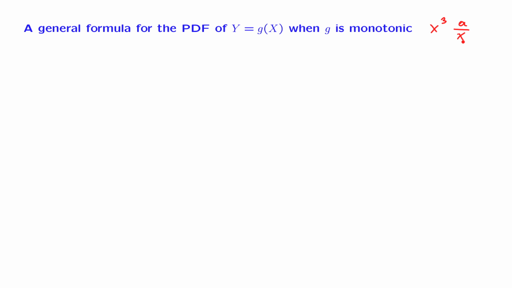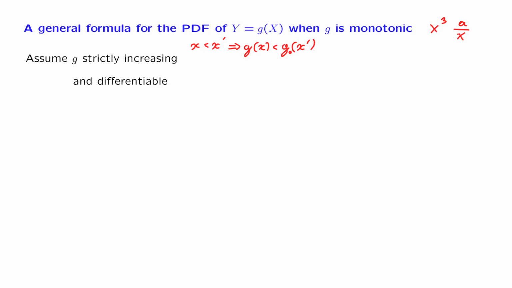It turns out that there is a general formula that gives us the PDF of y in terms of the PDF of x in the special case where we're dealing with a monotonic function. So let us assume that g is a strictly increasing function, and what that means is that if x is a number smaller than some other number x prime, the value of g of x is going to be smaller than the value of g of x prime. So when you increase the argument, the function increases. To keep things simple, we will also assume that the function g is smooth, in particular that it is differentiable.